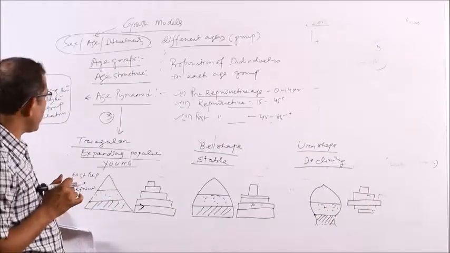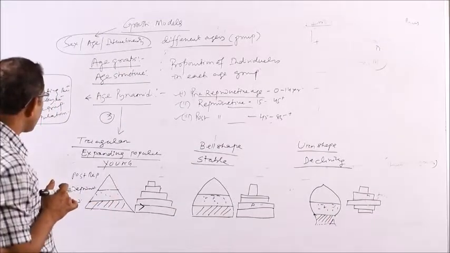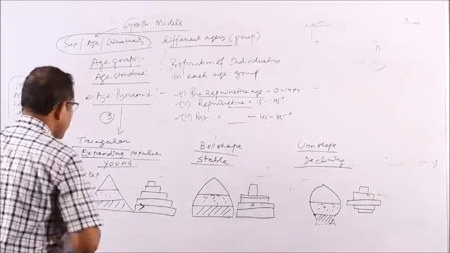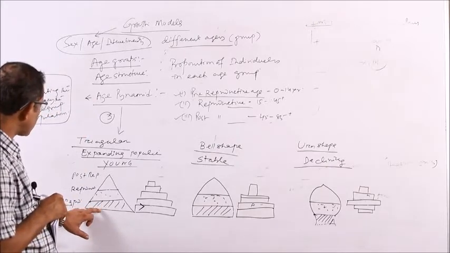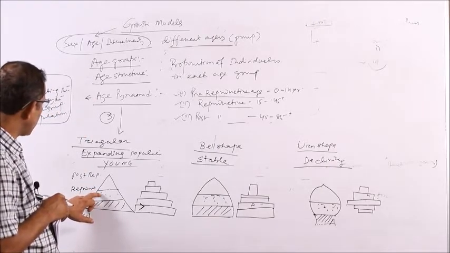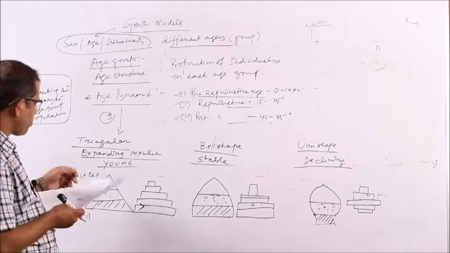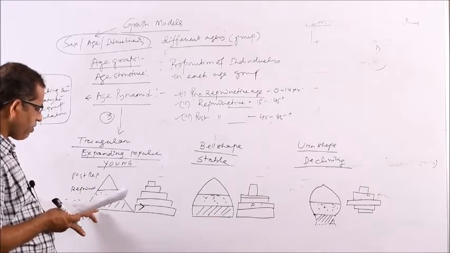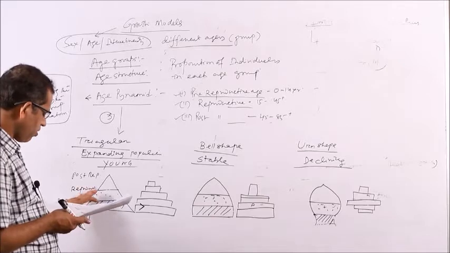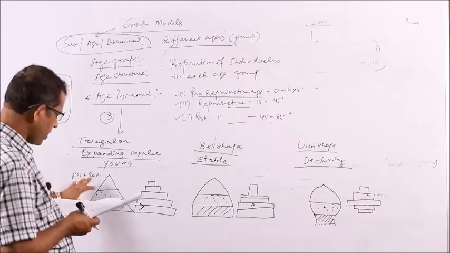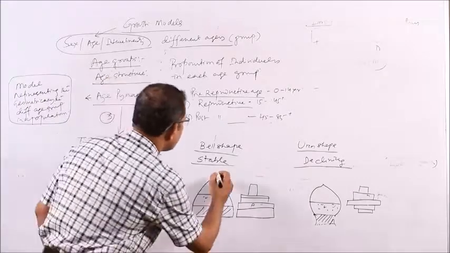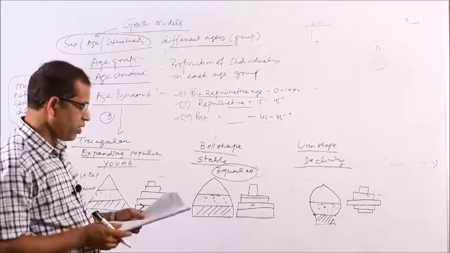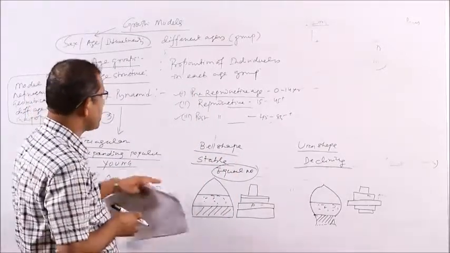So, what particularly it shows, we can write down: the characteristics of the triangular or expanding population is that the number of young population, that is the pre-reproductive, is more, the reproductive age group is less, and the post-reproductive is few. That means the population growing is having a higher birth rate. Here you will find an equal number of the pre-reproductive and the reproductive age. So, it is very stable.